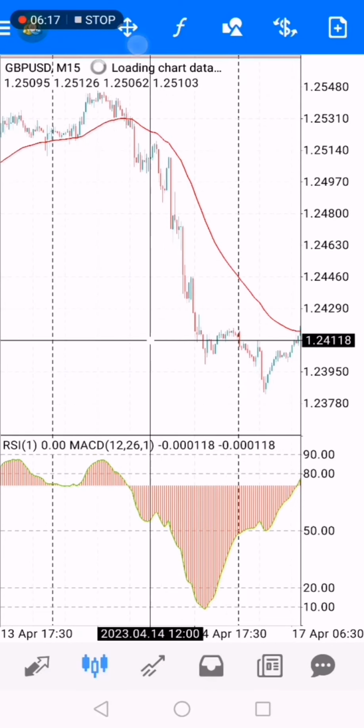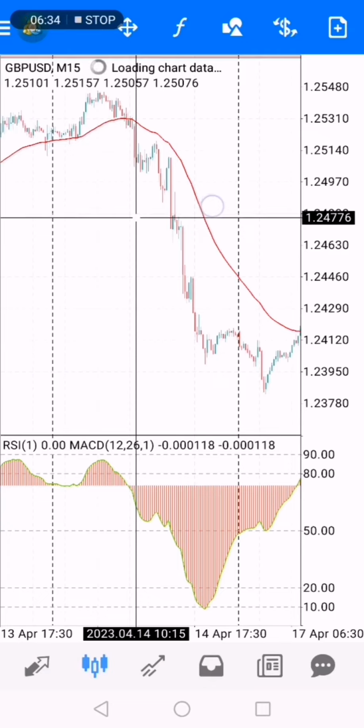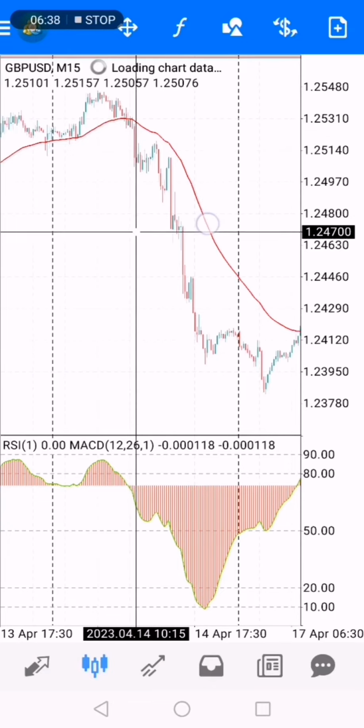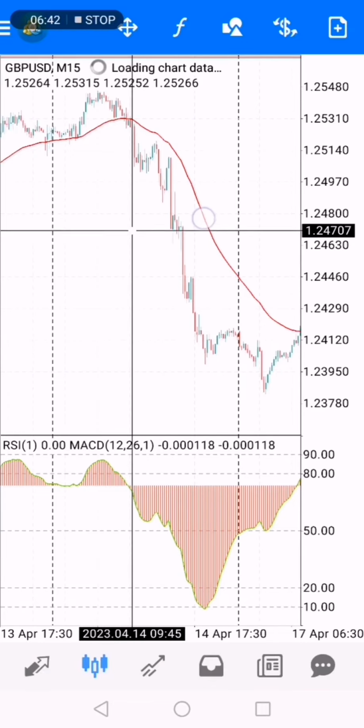So for the sell setup, you have to make sure that your MACD is within the levels 80 to 90. When this is the first confirmation, then we have to wait for our market to cross to be below our moving average, and also make sure that the candle closes below our moving average. So here we're going to enter at this point, right?